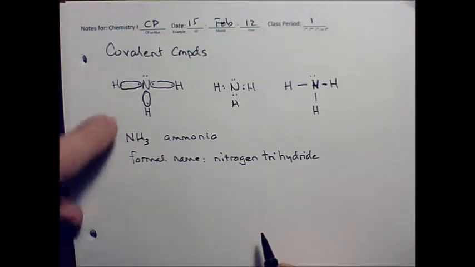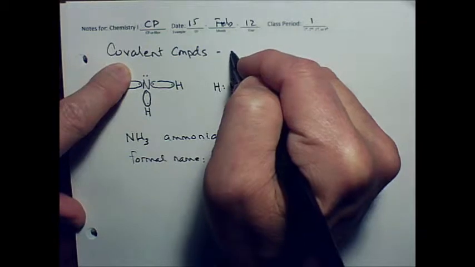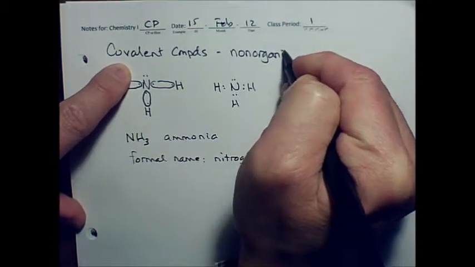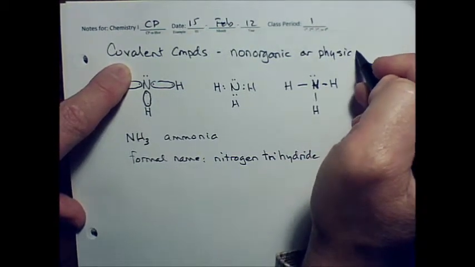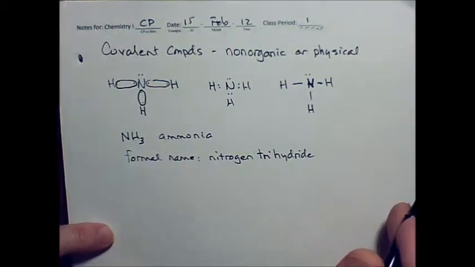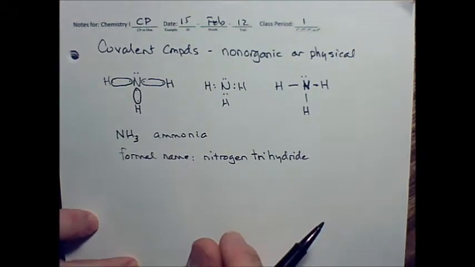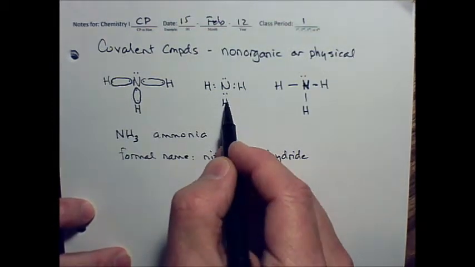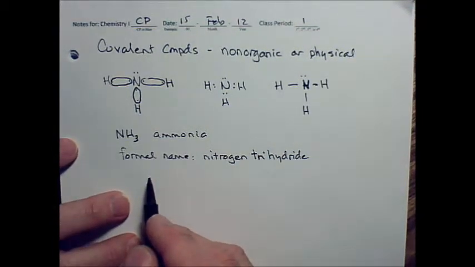All right, so these are covalent compounds, and these are not the organic ones. We'll call this either non-organic, or we can call them physical. Sometimes we call them one or the other depending on the context. You've got organic compounds, you've got physical compounds, or non-organic compounds. And right now we're in the non-organic or physical compounds.